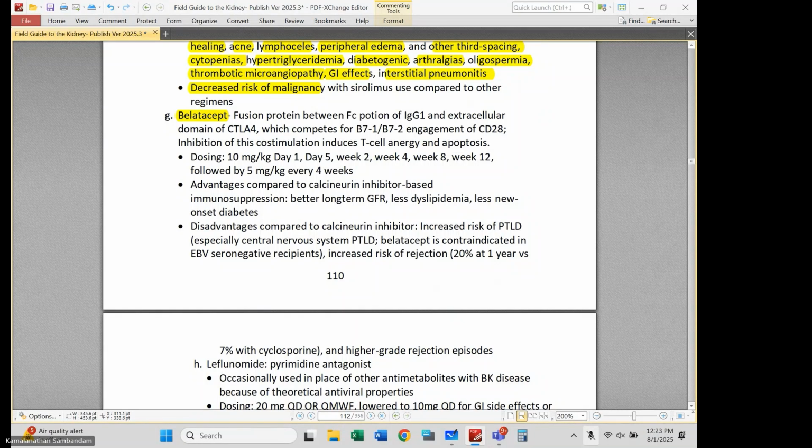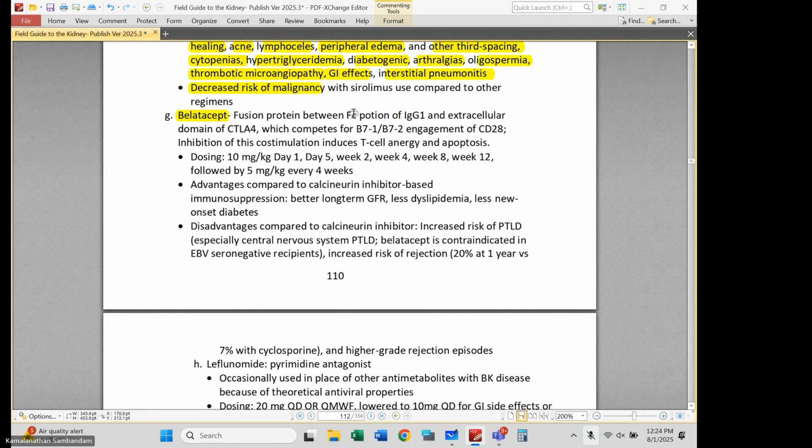Belatacept, again, would be considered the opposite of these PD-L1 inhibitors in oncology, right? These immunotherapies are basically doing the mirror image of what belatacept does. Belatacept engages with the co-stimulation pathway and says, you see non-self, don't react, okay? But in cancer, they say, you see non-self, kill that. Okay? So same pathway, but different direction.